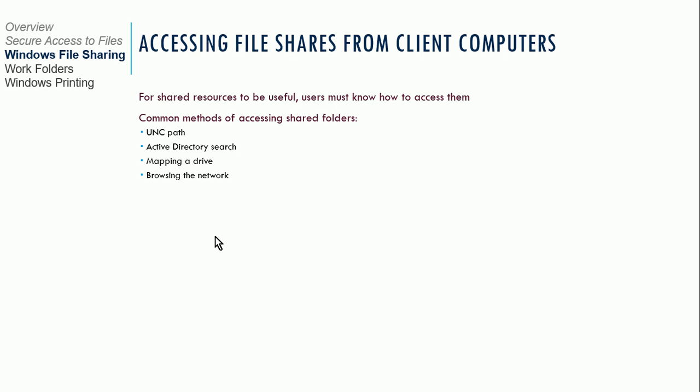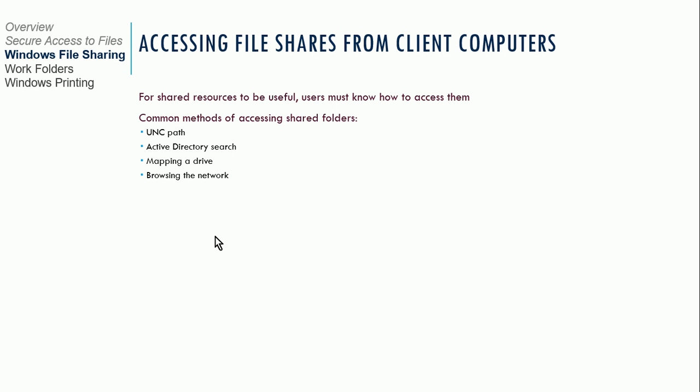So again, those are the four options. We can use the UNC path, Active Directory search, map the drive letter, or just browse the network. If we're going to use UNC or mapping a drive, we do have to know the path to that file. We have to know what server it's on, as well as the share name.